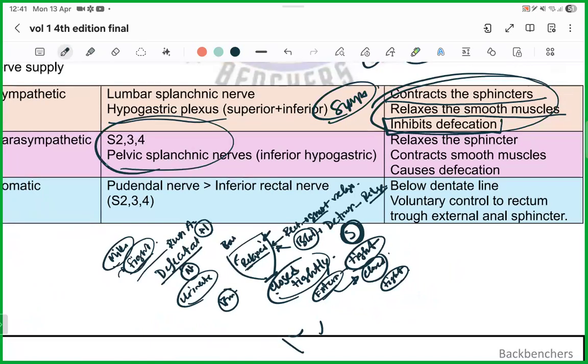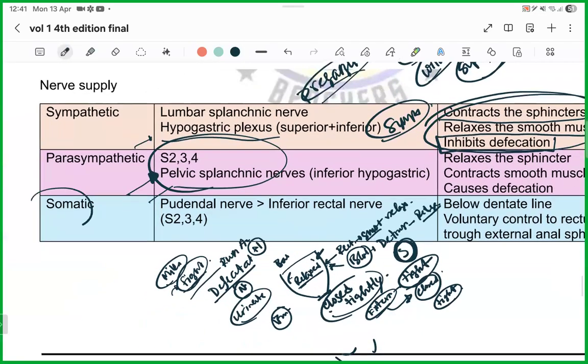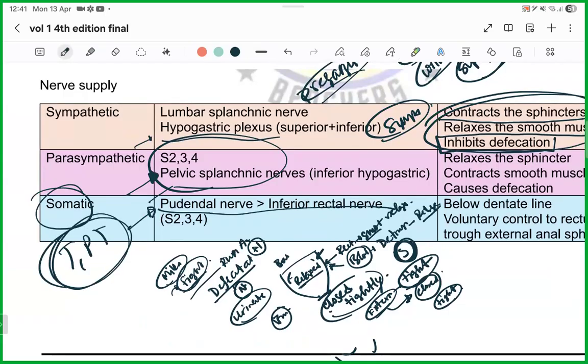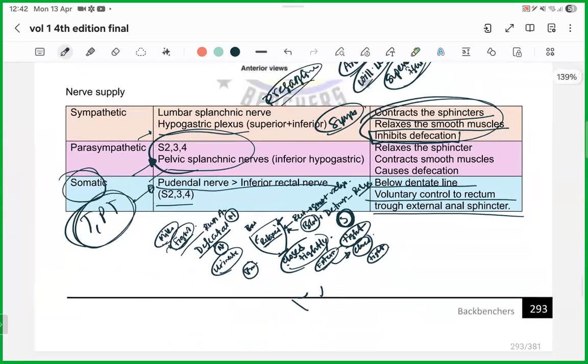Then here we have it. You need to know, if they ask you from where you get sympathetic supply: hypogastric plexus. And what kind of fibers do you have here? Preganglionic fibers. Then you have the pelvic splanchnic nerve. Then we have somatic, which means touch, pain, temperature sensation. These are from pudendal nerves, inferior rectal nerve. Below the dentate line, voluntary control of rectum is through the external anal sphincter.